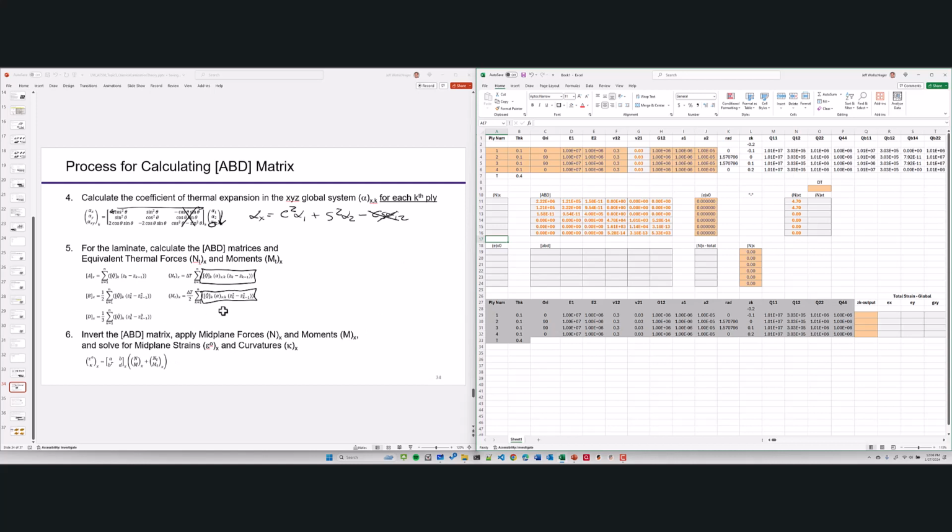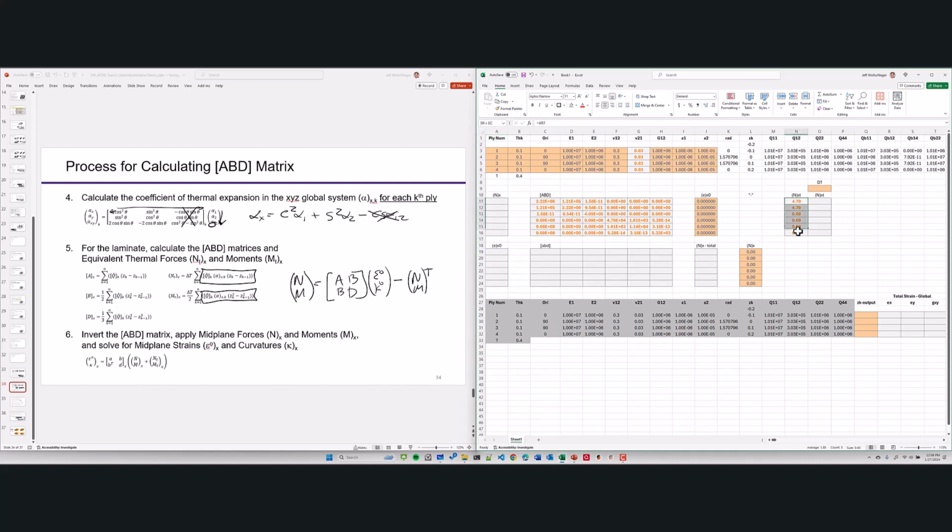Remember, the equation is, I kind of wrote the reverse of it down here, but the reverse of that is, let me see if I can get, oops, because what we had before was N M equals my A B B D times my mid-plane strains and my curvatures. Put that in, not there. And then minus my NM's equivalent thermal. And then we're going to invert that. But you can see that my top row here is nothing more than that equation.